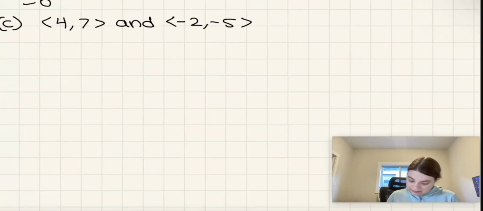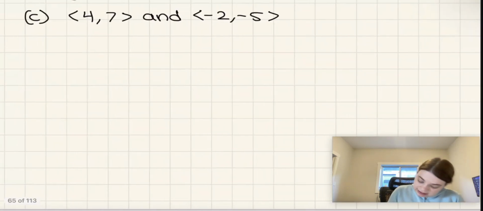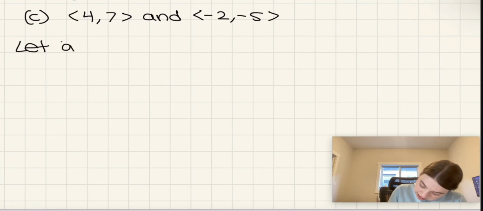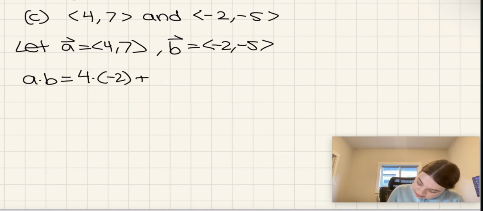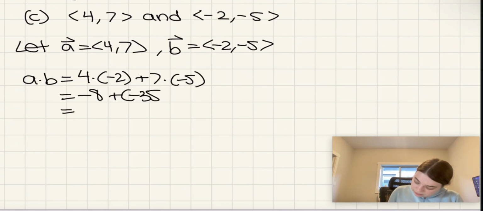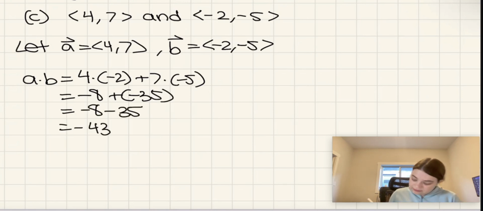All right. So for this one, let's let A be 4, 7. And let's let B be -2, -5. So therefore, A dot B is equal to 4 times -2 plus 7 times -5, which is equal to -8 plus -35, which is equal to -8 minus 35, which is equal to -43.